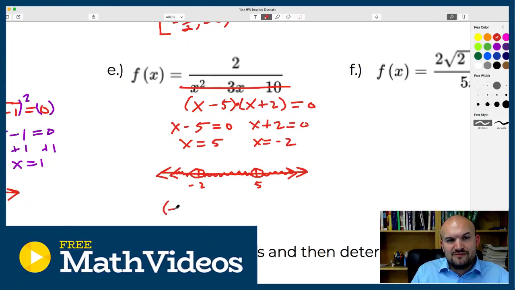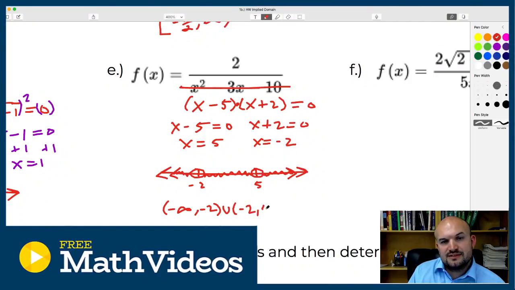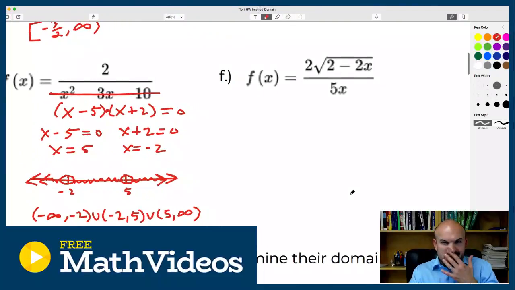So my domain would be from -infinity to -2. Again, I'm going to use parentheses for all of these because none of these values are defined. Infinity is not really a number that can be defined, so that's why I use parentheses. And then I'll just connect this with -2 to 5, and then connect that with 5 to infinity. Done. All right, next example.